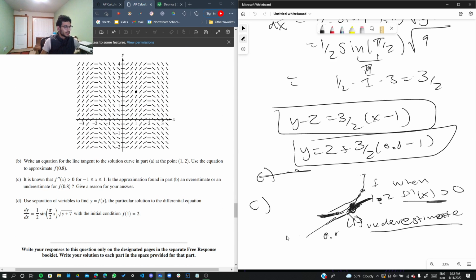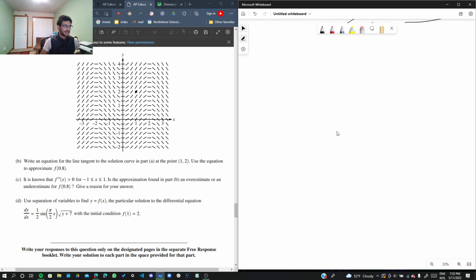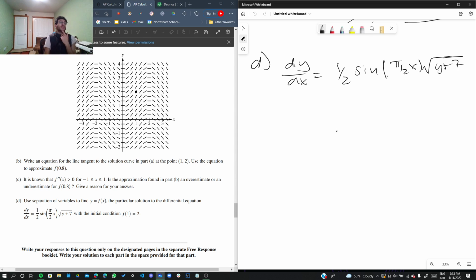Separation of variables. Honestly, these BC questions, AB questions are not terrible. Half sine of pi over 2 x. Okay, so now separation of variables. At least they told you to use separation of variables, but that's the only technique you really know. Basically with separation of variables, you put all of the y's on one side, all of the x's on the other side, and you take the integral. So let's just do that right now.